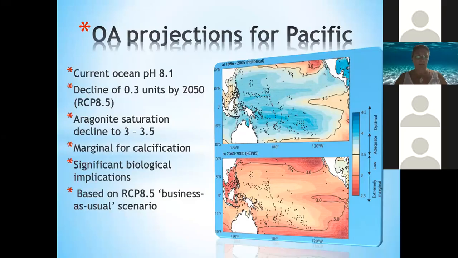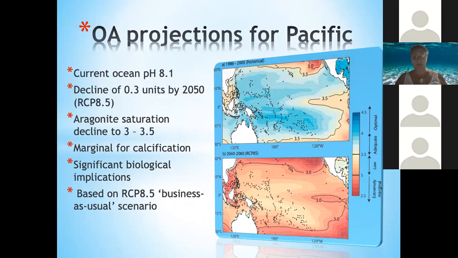And we call that the aragonite saturation, and certainly that was projected to decline by 2060 for that region, making it marginal for calcification. So this map actually shows aragonite saturation, and you can see that scale on the right. There are a lot of studies that have already established what is optimal. So what are the optimal levels of aragonite saturation for organisms to take up chemicals from the water and build shells and skeletons? That optimal range is 4 to 4.5. And then as you move down the scale, it becomes adequate, low, and then extremely marginal.